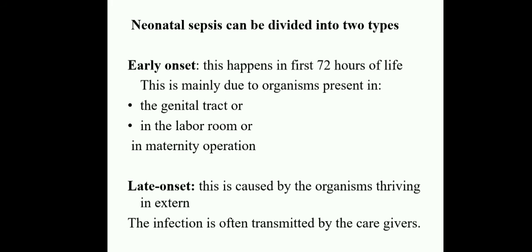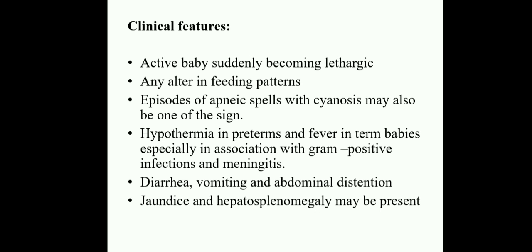Late onset is caused by organisms thriving in the external environment. The infection is often transmitted by the caregivers. If caregivers are suffering with some infections, they may carry these infections to the babies. So that is late infection. Okay, this is about the two types of neonatal sepsis: early and late. Early means within 72 hours the child may suffer with sepsis.